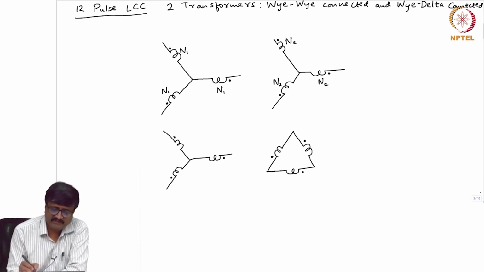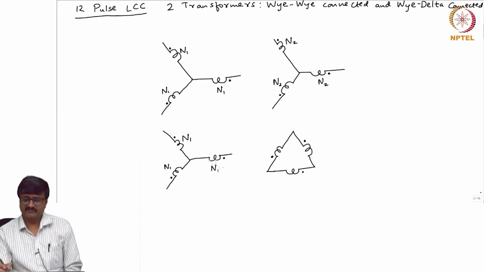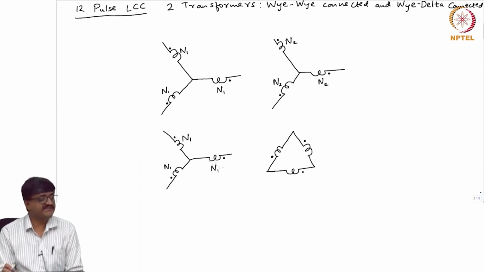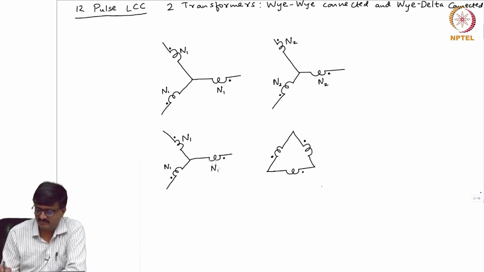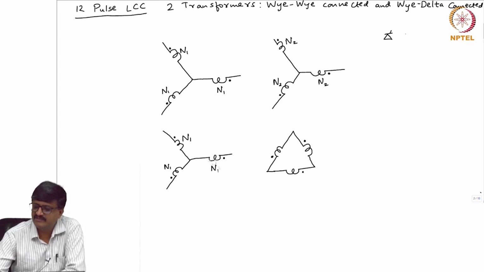The number of turns here is also N1. We will see what should be the number of turns in each winding on the delta side. Before that, to answer that question, we will complete the circuit. The idea is to have two 6 pulse LCCs. So, we have two 6 pulse line commutated converters.